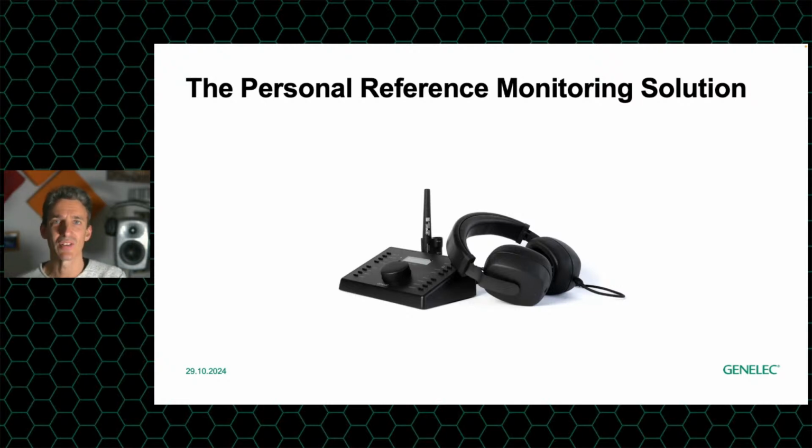For example, the headphones need the 9320. The headphones need the intelligence of the 9320 to work in an accurate way, at least the accuracy that we want to reach. So we aim for highest accuracy. And for example, this is only possible if the headphone is coupled, somehow combined, with the 9320.